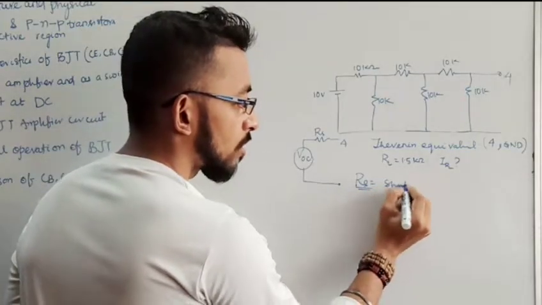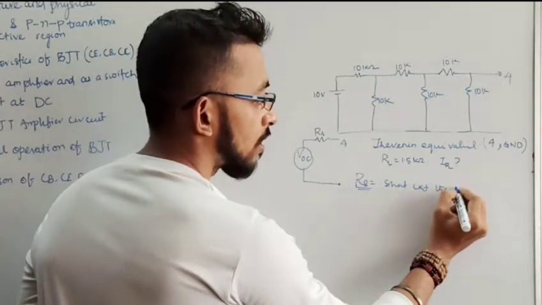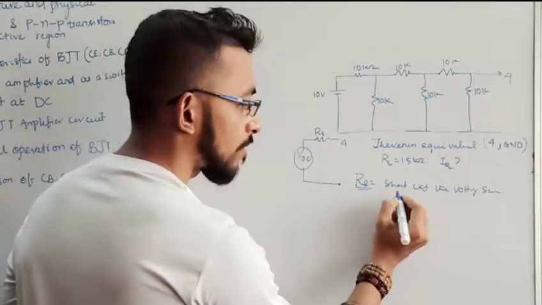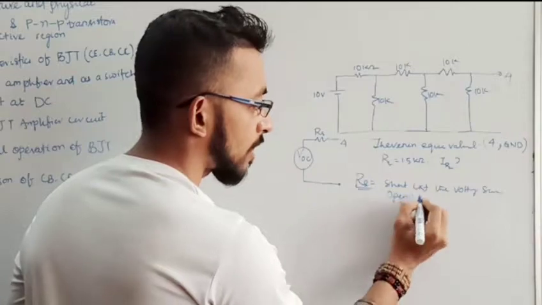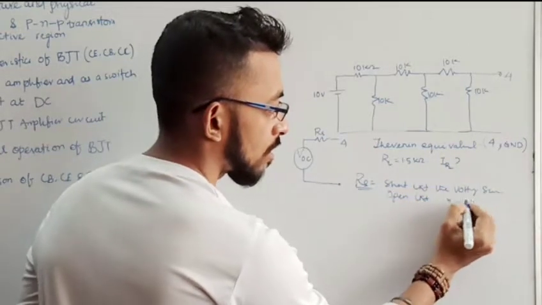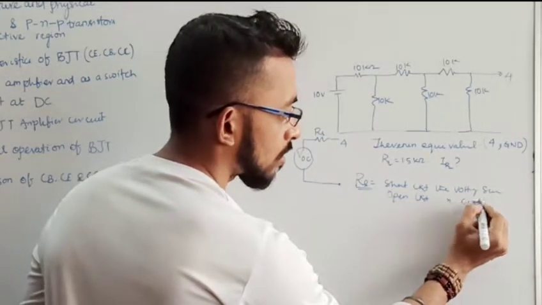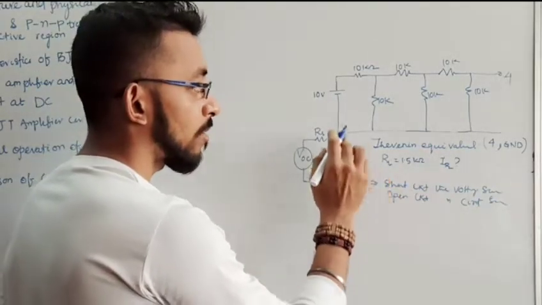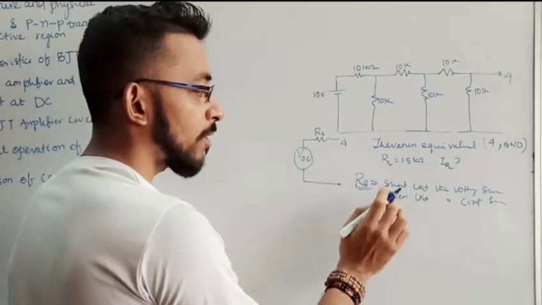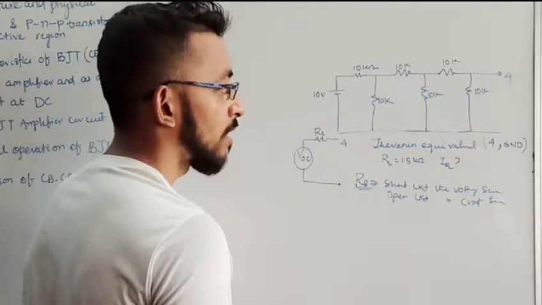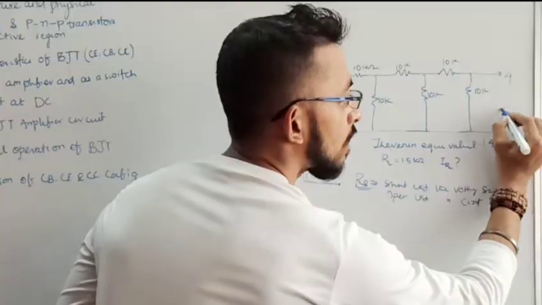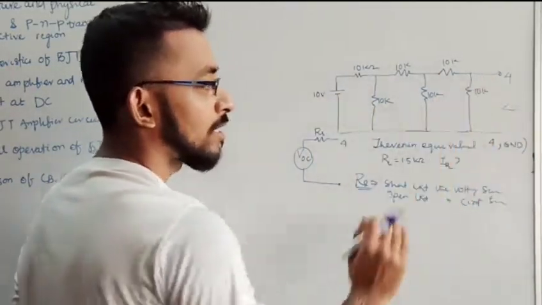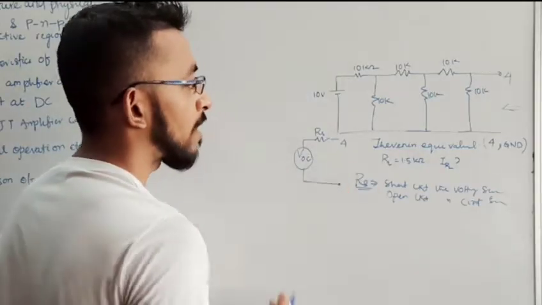We have to short circuit the voltage source, or if in a circuit a current source is given, then we have to open circuit the current source. These are two things that you keep in your mind: when a voltage source is there, you have to short that. If a current source is there, you have to open circuit that. And you have to see the equivalent resistance from this side. It means you will look from this side and see what the equivalent resistance is. This is the value of RS.